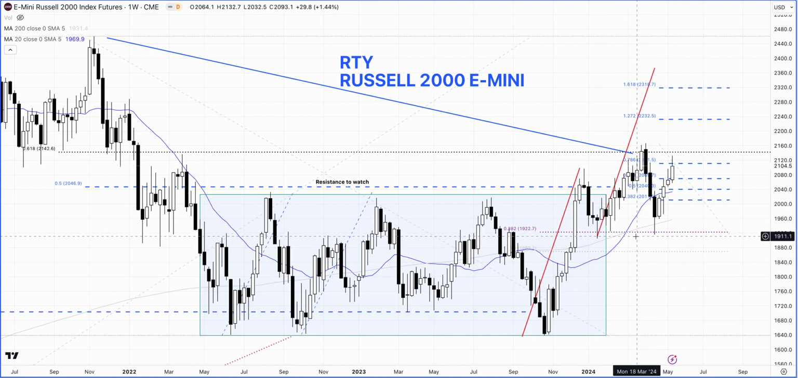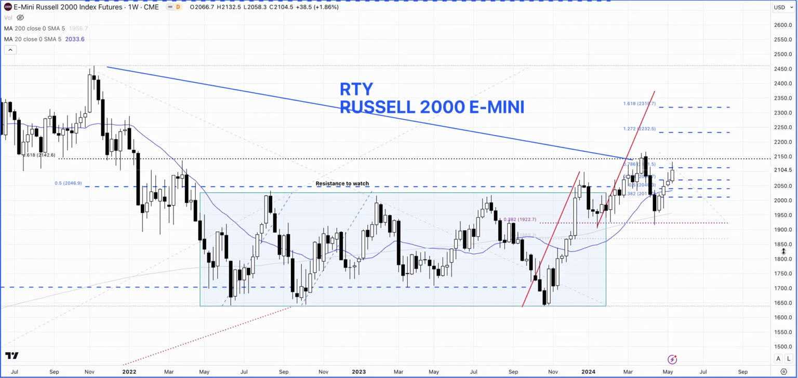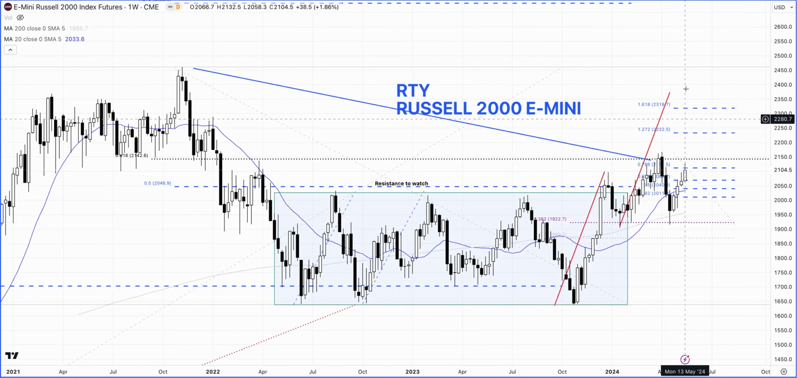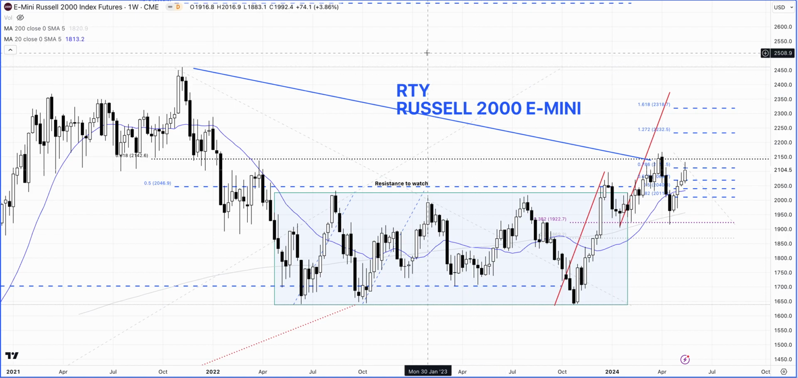The interesting thing is that this is what we discussed. It found support from the 38.2% retracement and formed a double bottom pattern, but really needs to get above this swing high for that to confirm, and then we'll have a confirmed ABCD in my opinion.